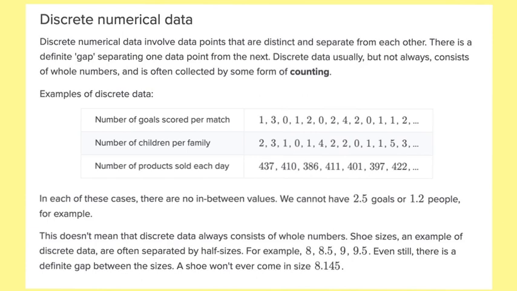The first category we're going to discuss is discrete numerical data. Well, discrete numerical data involves data points that are distinct and separate from each other. There is a definite gap separating one data point from the next. Discrete data usually, but not always, consists of whole numbers and is often collected by some form of counting.